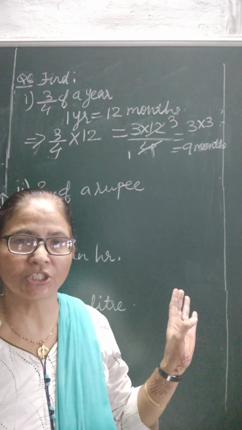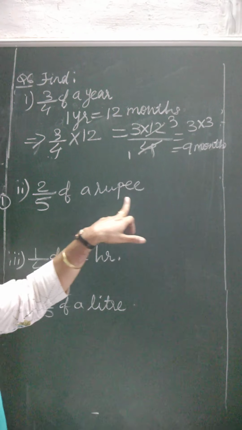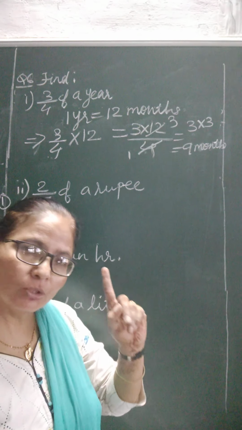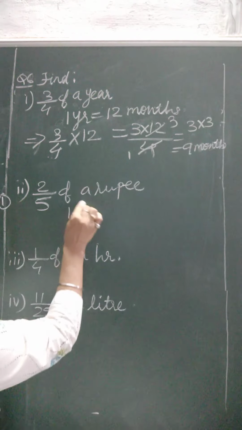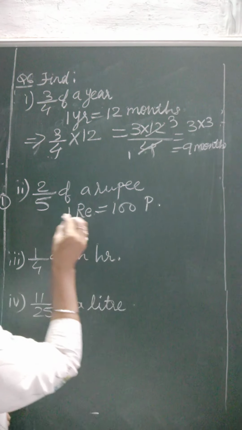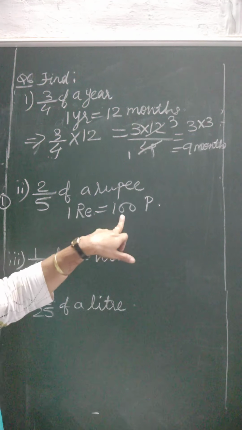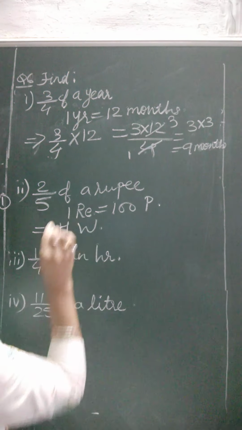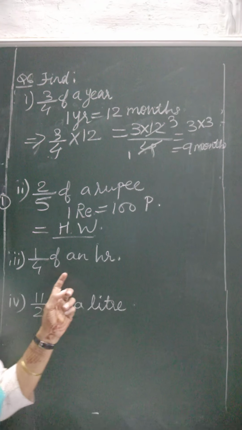Just the units are changing. See, 2 by 5 of a rupee. Now this rupee you will convert into paise. A rupee means 1 rupee, and you know 1 rupee is equal to how much paise? 100 paise. So first you will write 1 rupee is equal to 100 paise, and in the same way you will write 2 by 5 into 100, and you will simplify. So this is your homework.